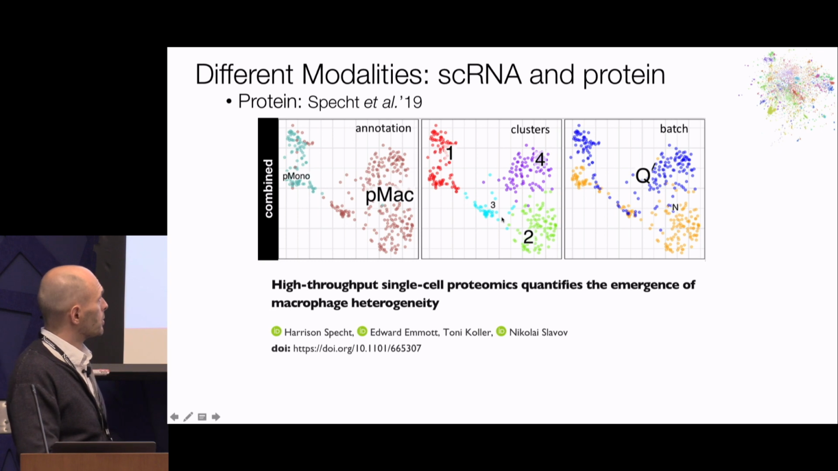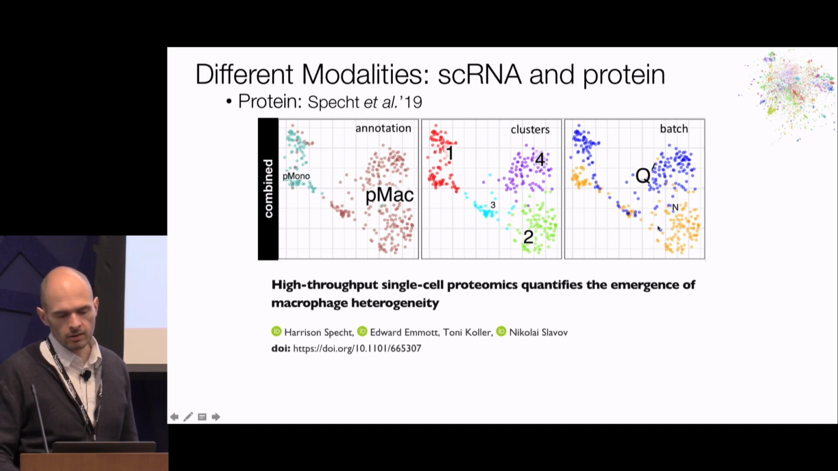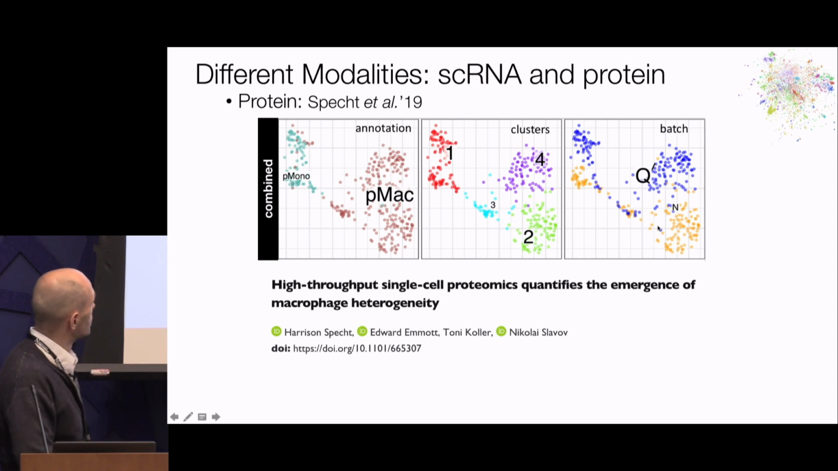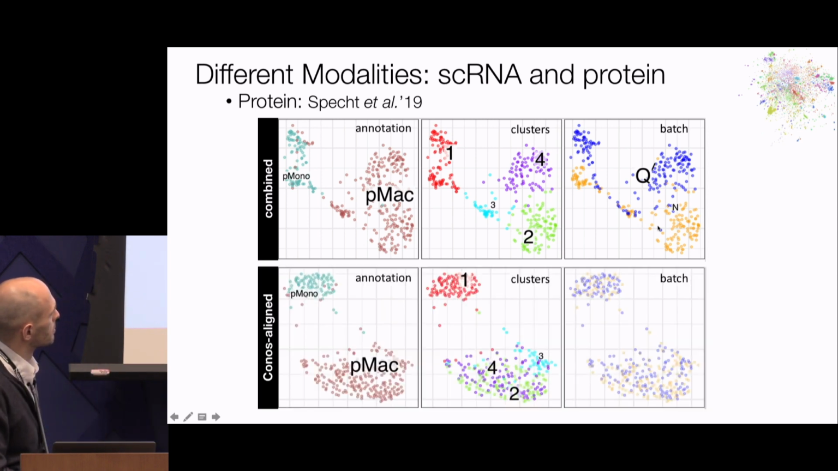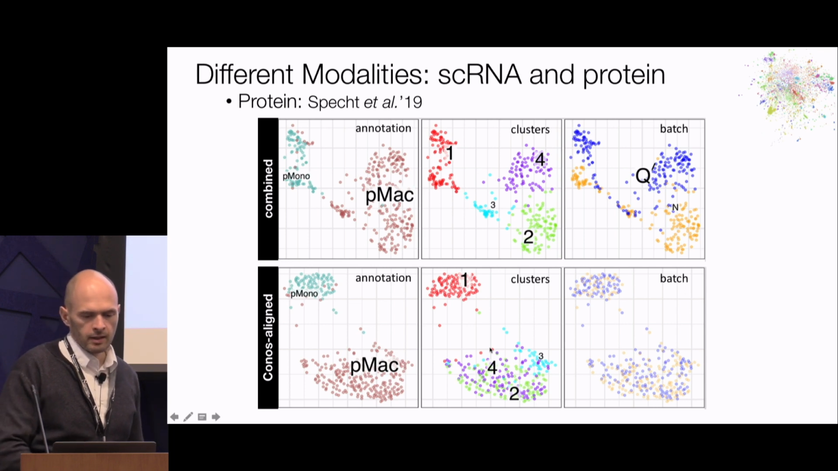So the first thing we can do is basically feed these data sets independently into this integration method. And then if you do that, you essentially correct for batch effect. So now if you look at the batch, it's evenly mixed, and you get a nice separation between the macrophages and monocytes. This cluster 3 still pops out on the side a little bit as a subpopulation. All right, so that's the protein side.